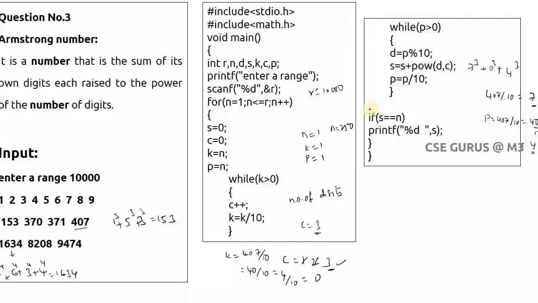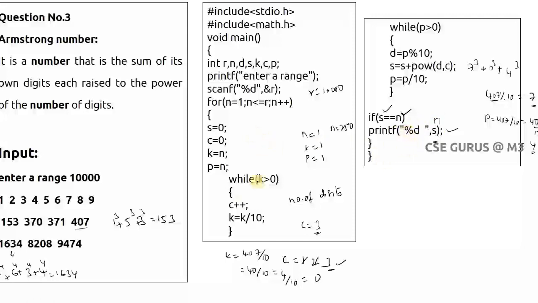Now what you need to check is what you have here. In k you have 0, in p also you have 0, but our original value is in n. So I need to check n with whatever sum you received. Both should be equal, like 4 cube plus 0 cube plus 7 cube should equal 407. If that is the case, I am printing that number. Otherwise I am not printing that number, or else you can write n here also, both are equal anyway.